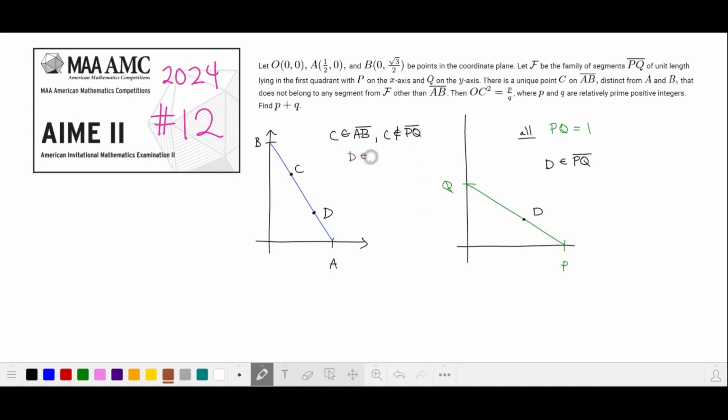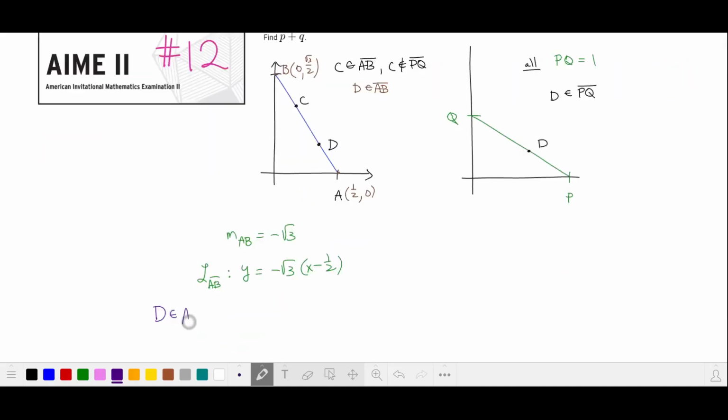Since C and D are both on our segment AB, let's find an equation for this line that passes through points A and B. We'll find the slope between A and B, and then find the point slope form. Since D is on this segment, if it has x-coordinate lowercase b, then the y-coordinate is negative b root 3 plus root 3 over 2.